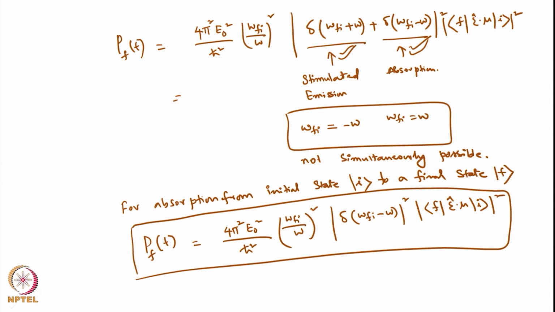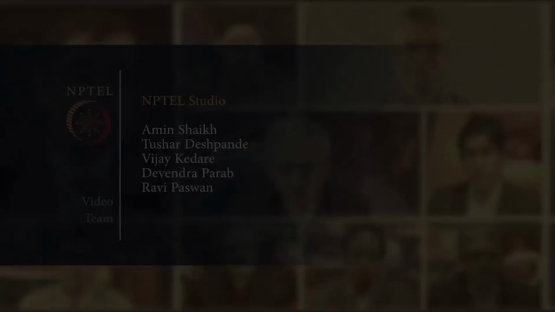Now there are several factors here. One is the transition moment integral, TMI, and then there is this Kronecker delta, and then there is a ratio of omega Fi to omega, and many other factors are dependent. But this is the probability of transition, and we will look at this particular equation in the next lecture more carefully. I am going to stop it here, and thank you very much.